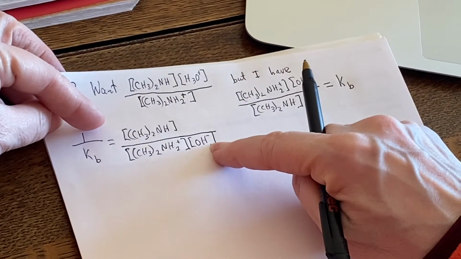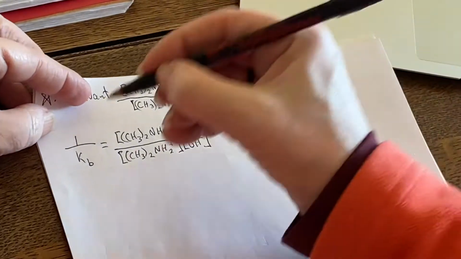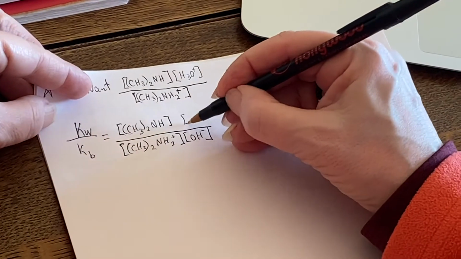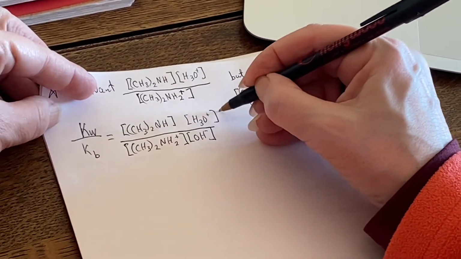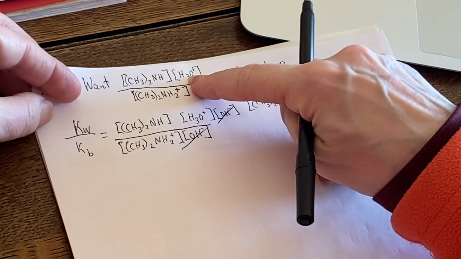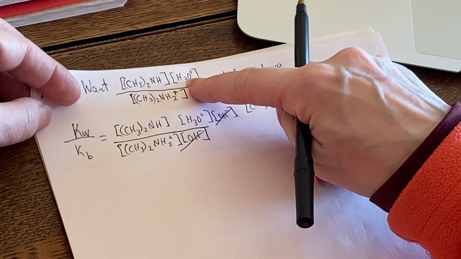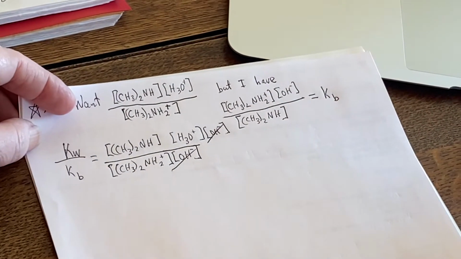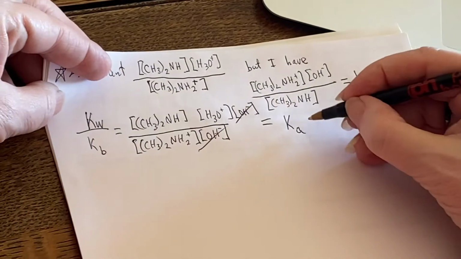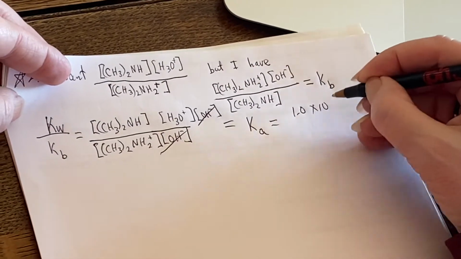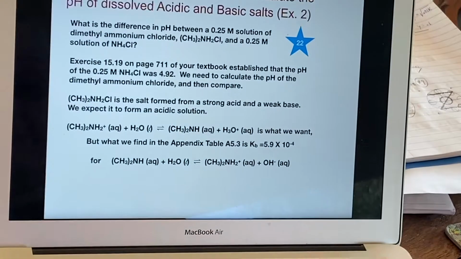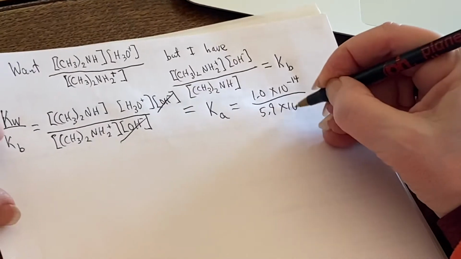What am I going to do with that? Well, I'm going to say, let me multiply this by Kw. Well, what is Kw? That's hydronium and hydroxide. This goes away. And now I have exactly what I wanted. So it's a Ka, right? Ooh, my goodness, that's a Ka. And it's going to be the 1.0 times 10 to the negative 14 from the Kw, and then we're going to use the value of the Kb that they gave me, 5.9 times 10 to the negative fourth.